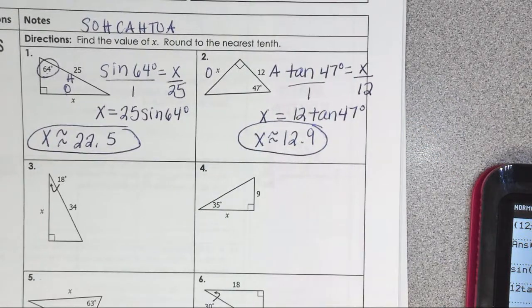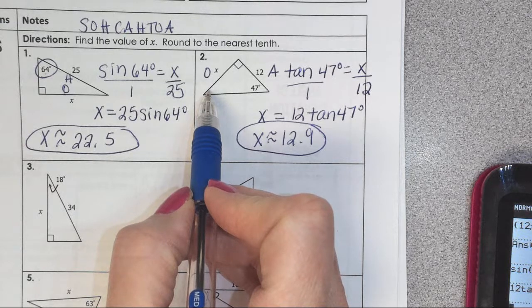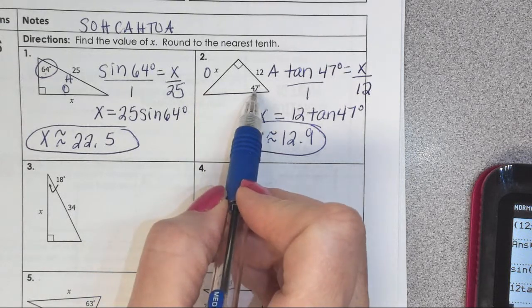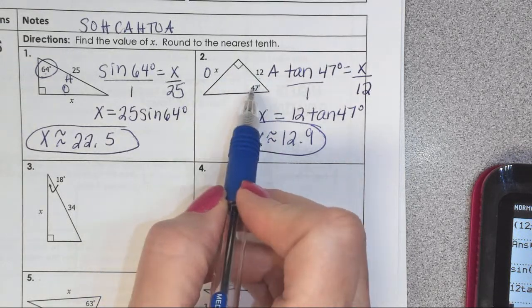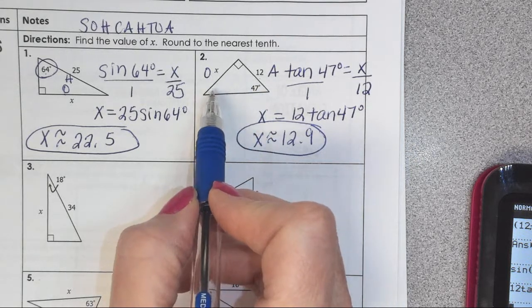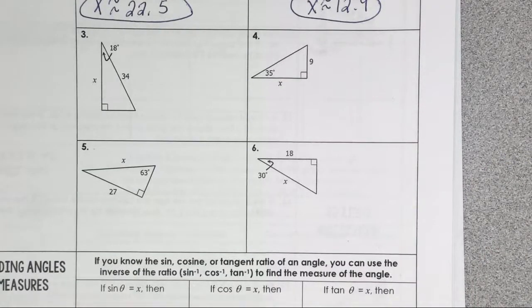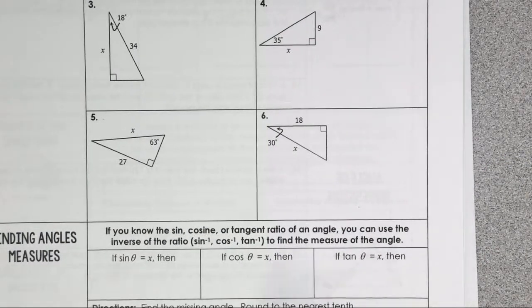Can somebody explain to me why that makes sense? Yeah, Luke? Because it's almost a 45 degree angle, so yeah, it's supposed to be. Exactly. This angle is actually 43 degrees, so these are both very close to 45, so these should be very close. But this one's a little bit bigger angle, so across from a larger angle should be a larger side. Okay? All right, let's do one a little more complicated.